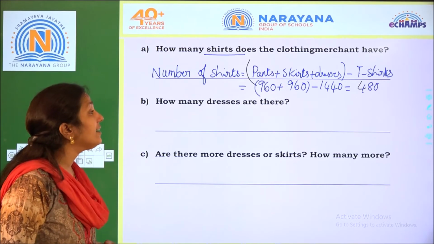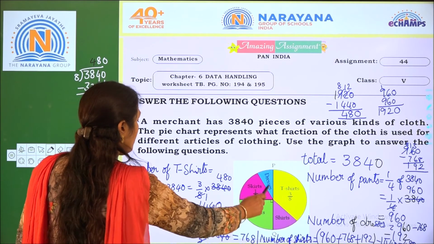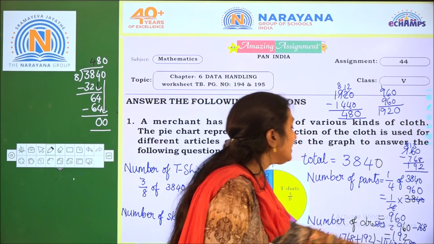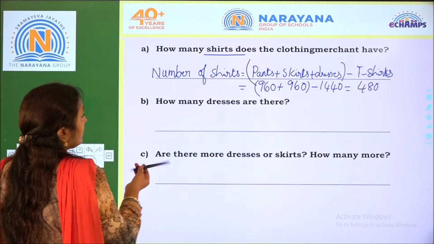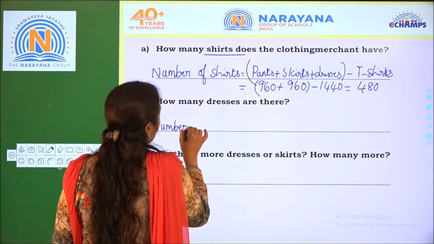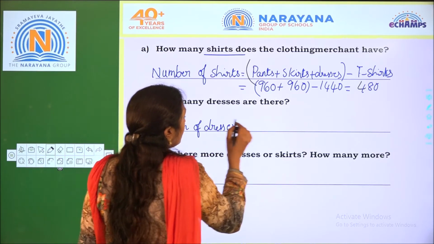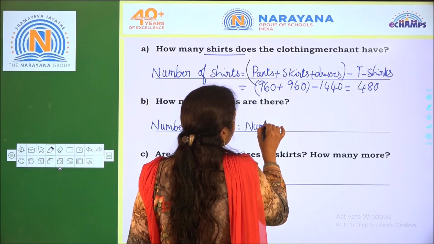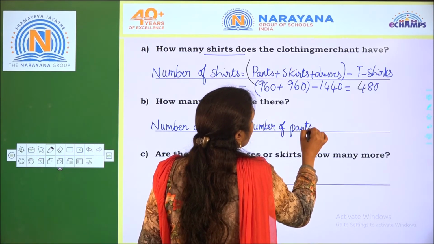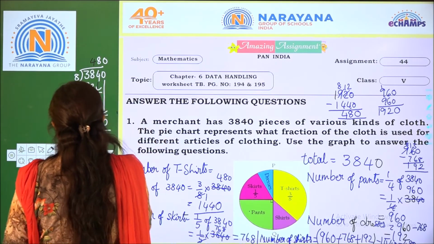Next one. How many dresses are there? Just now we calculated, no? The number of dresses is equal to the number of pants minus, from which one do we have to subtract? Skirts.